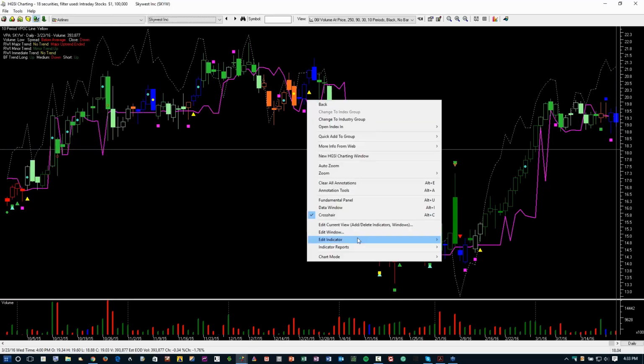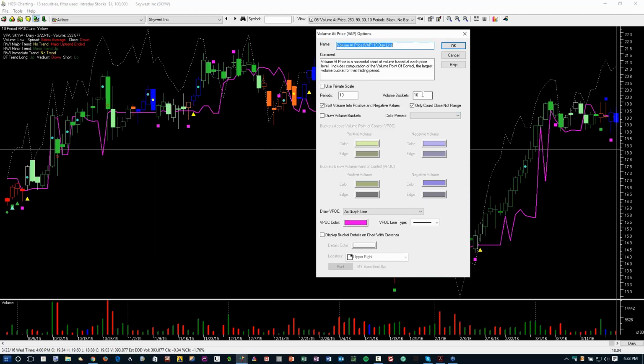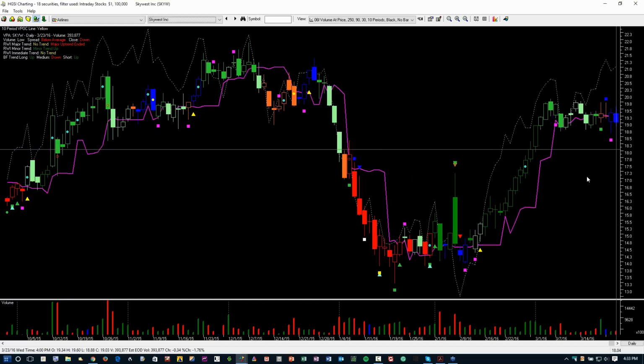Let's see what I have here. I'm using 10 volume buckets here. Now when I deselect that, where it's spread out over multiple buckets, the multiple 10 buckets, then it smooths it out considerably on this stock.